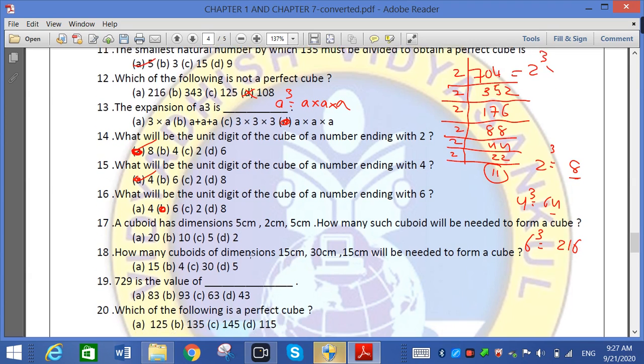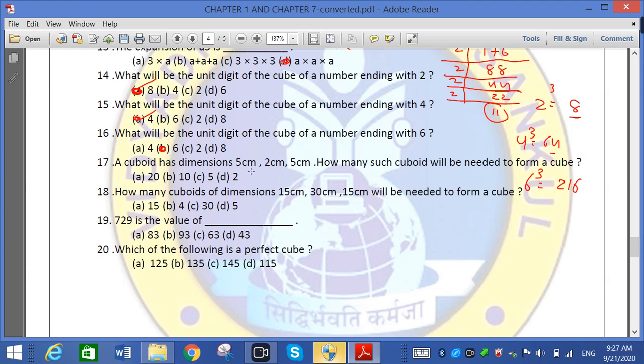Now it is an important sum. A cuboid has dimensions 5, 2 and 5. So you know the volume of a cuboid is equal to L multiplied by B multiplied by H. So 5 multiplied by 2 multiplied by 5. Now the cuboid should be converted into a cube. So if I make a cube, length and breadth should be equal. So 5 the power 2 and 5 the power 1. Now how much do I multiply to make 5 and 2 equal? So 5 the power 1 and 2 the power 2 that I have to multiply.